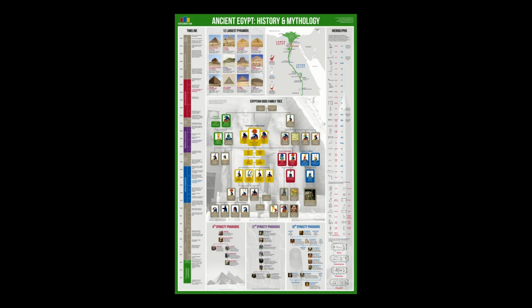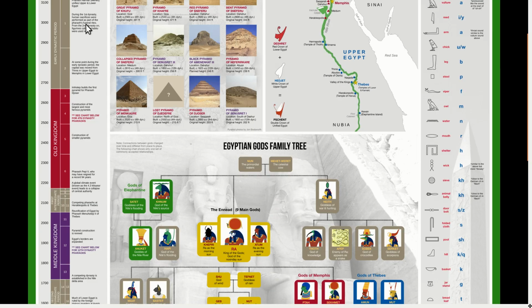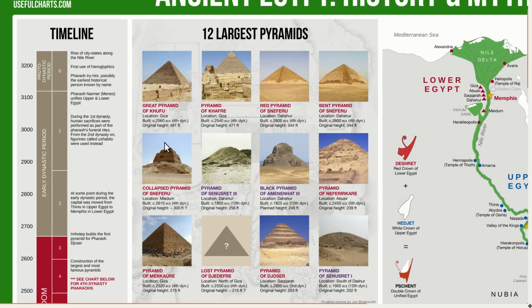Today we're going to talk about some famous Egyptian pharaohs, and I'm going to show you their family trees and where they fit along the timeline of ancient Egyptian history. I'm going to use this ancient Egypt history and mythology chart, which is available as a poster from my website usefulcharts.com.